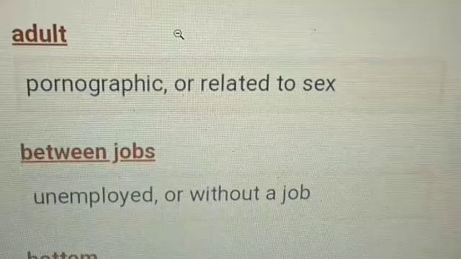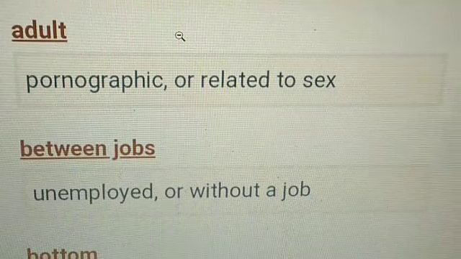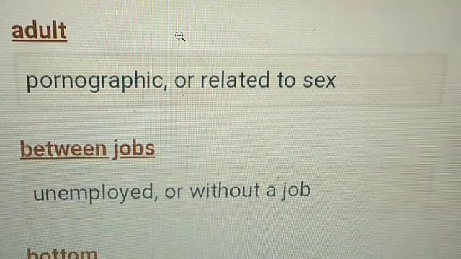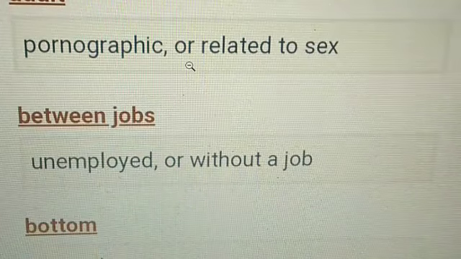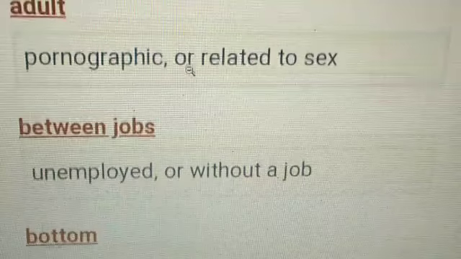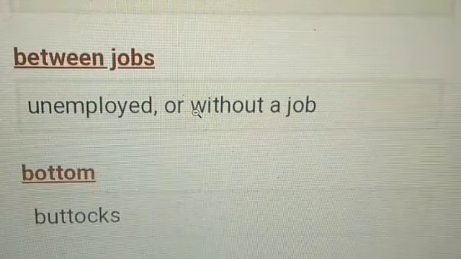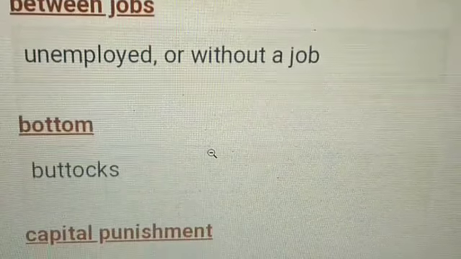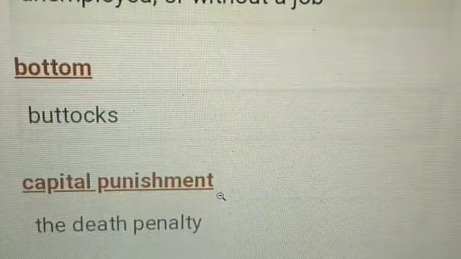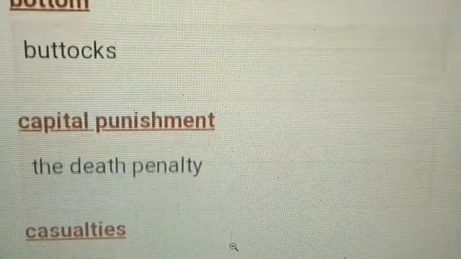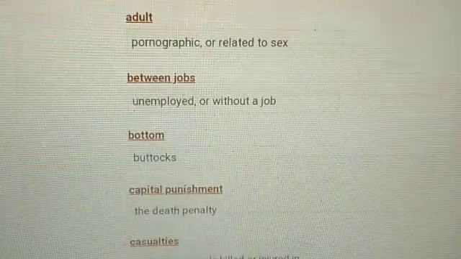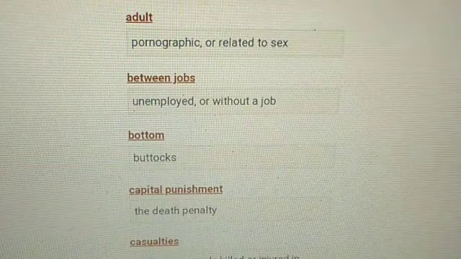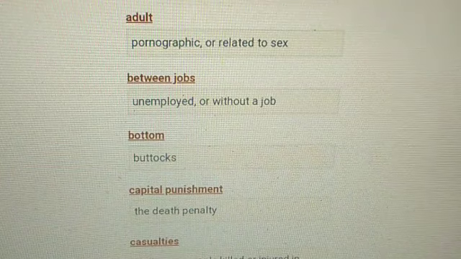You see, for adult, it is pornographic or related to sex. We should not say unemployed. You should say between jobs. Those who are without a job, you should say between jobs. For buttocks, we say bottom. Then the death penalty, you should say capital punishment. Then victims or people killed or injured in accidents, we say casualties.